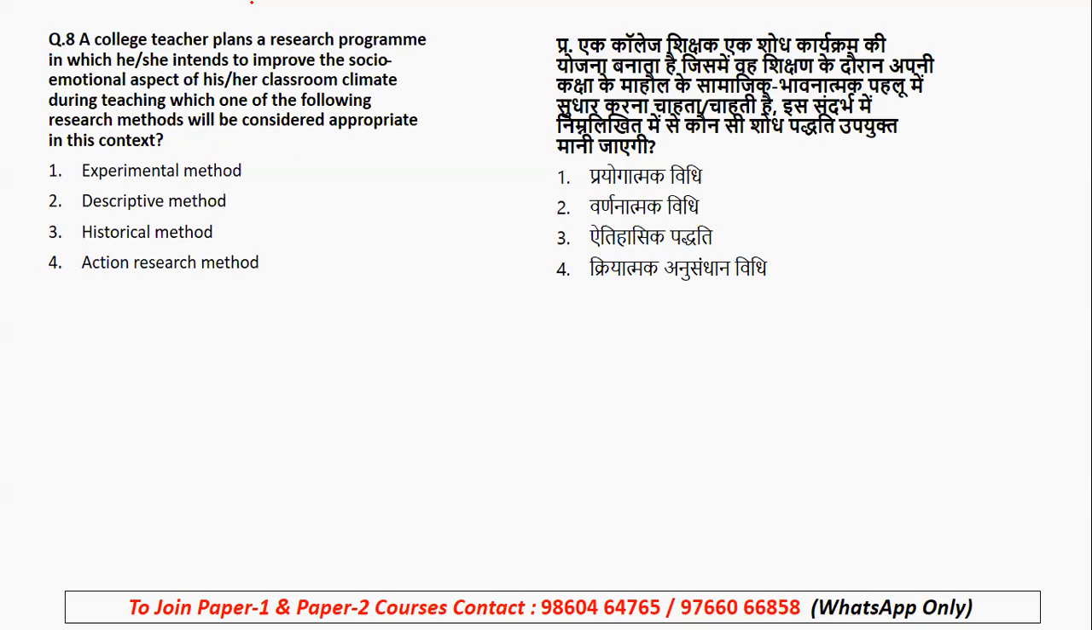Now, the college teacher plans a research program in which he intends to improve the social aspect of the classroom climate during teaching. So which of the following research methods will be considered appropriate in this context? Whether it is experimental, descriptive, historical, or action research.